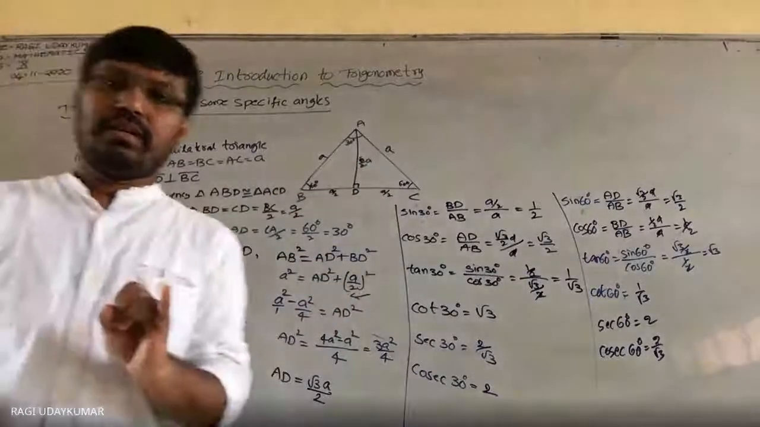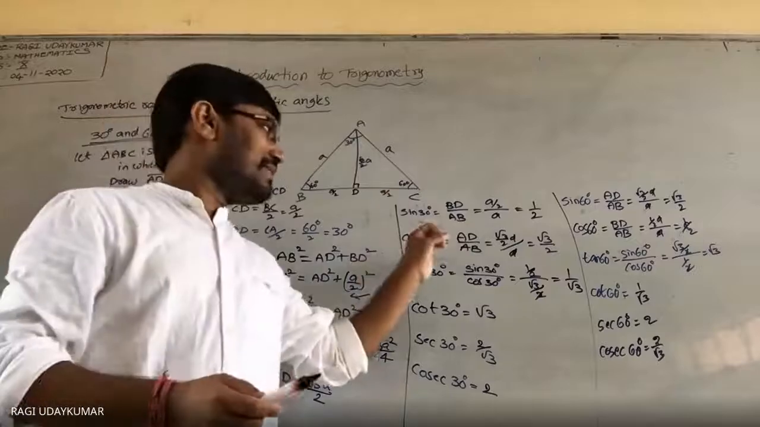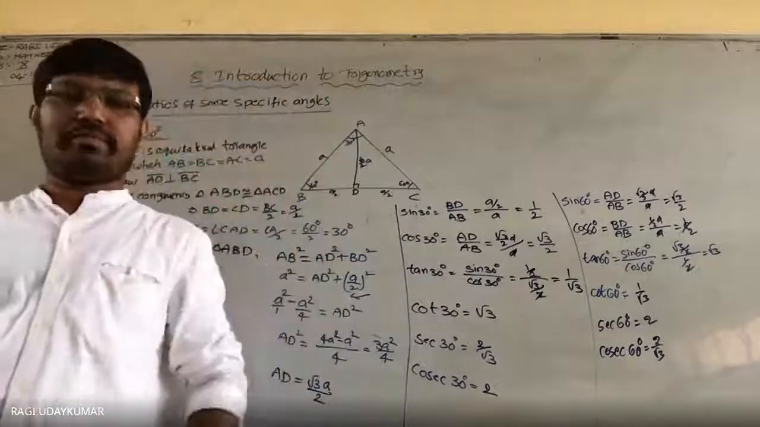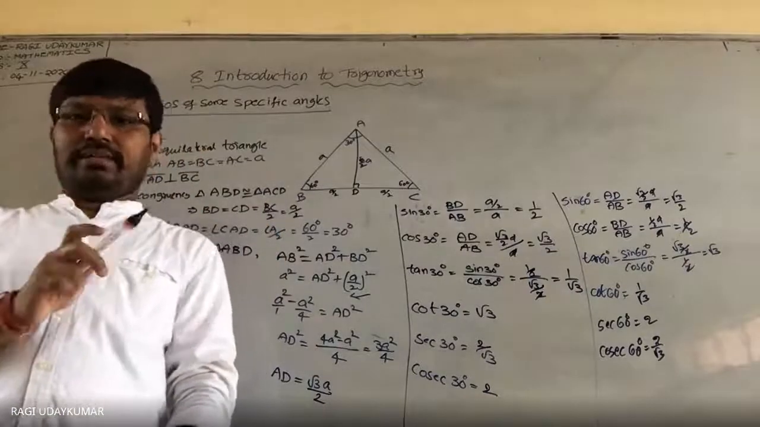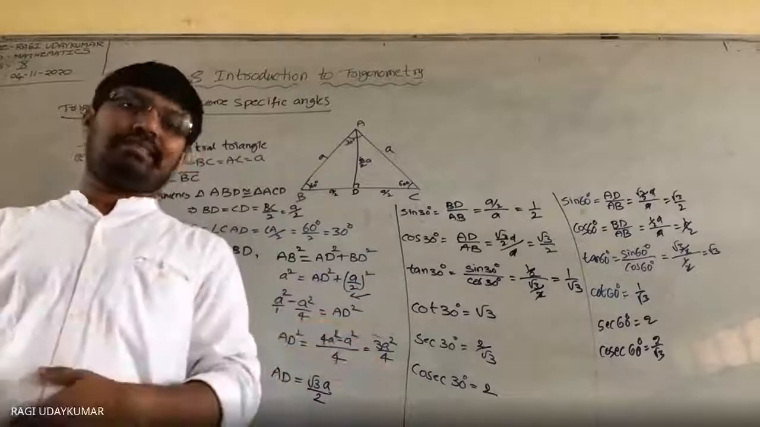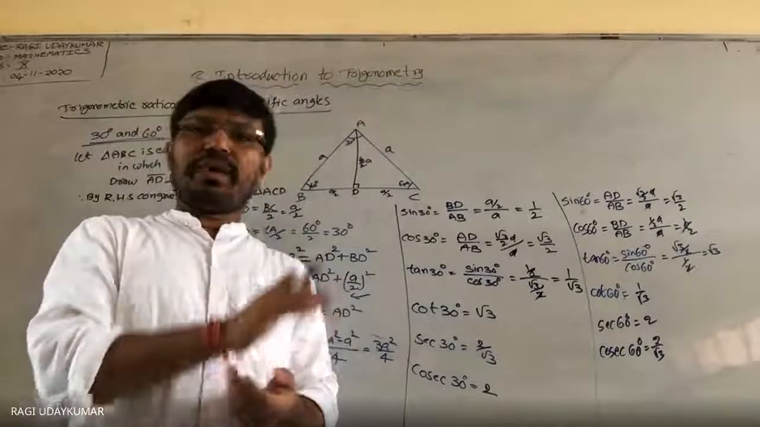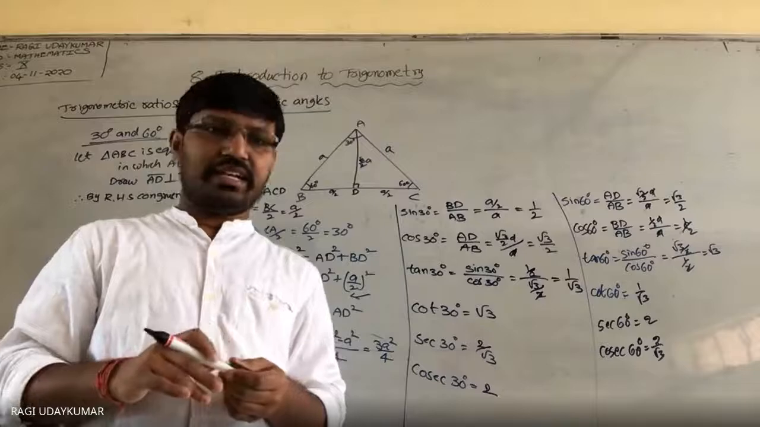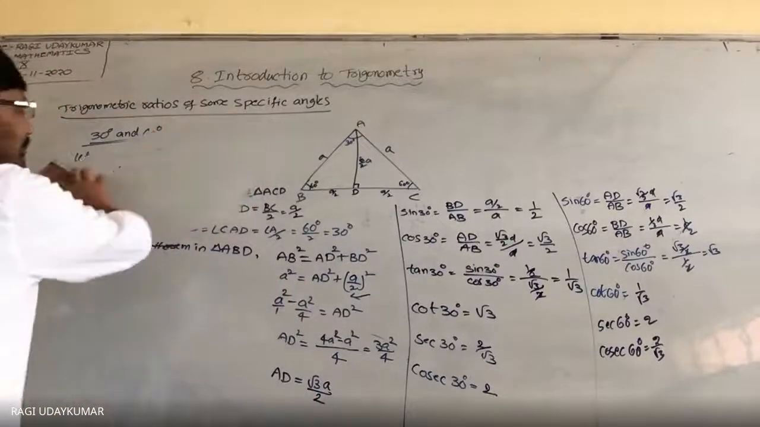Sin 30 degrees is 1 by 2. Cos 30 degrees is root 3 by 2. If you remember these two, the remaining you can all remember. Sin 30 is 1 by 2, cos 30 is root 3 by 2. The reverse of these two is 60 degrees: sin 60 is root 3 by 2, cos 60 is 1 by 2. So when you know these two, the remaining you can find out in the easiest way. It's not very difficult. Okay? So now let us move to how we find 0 degrees and 90 degrees.